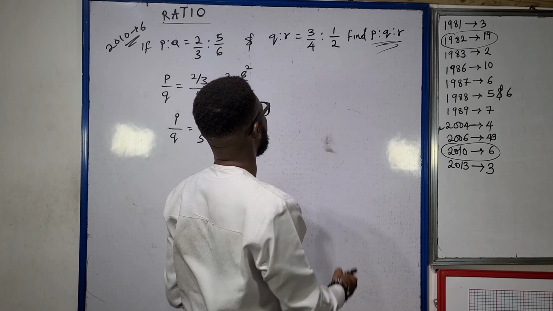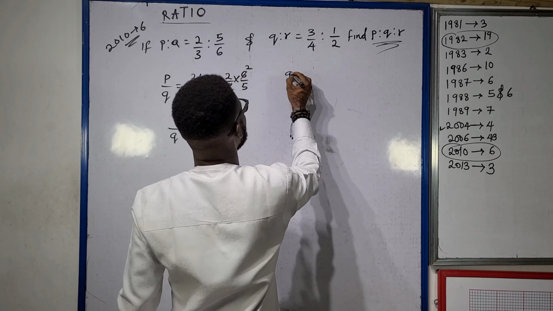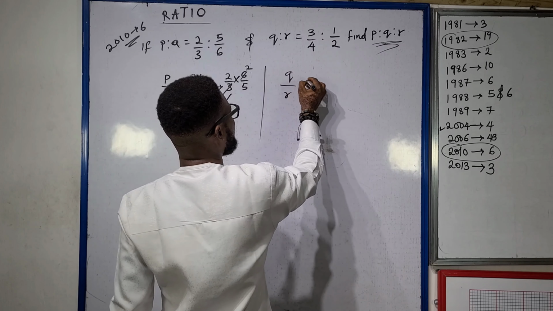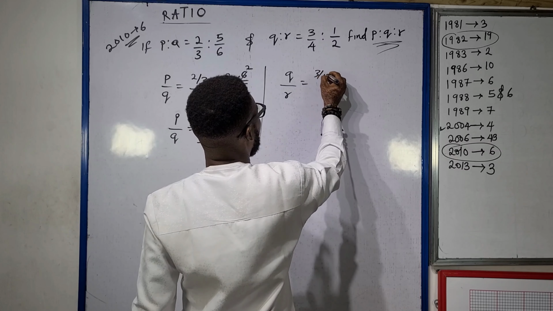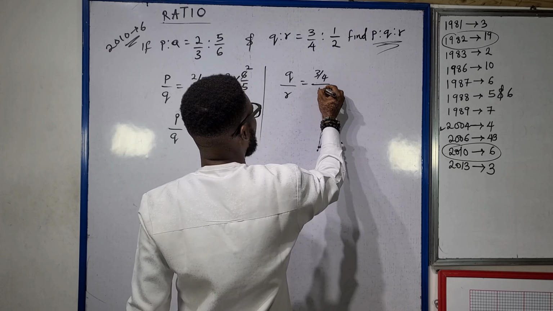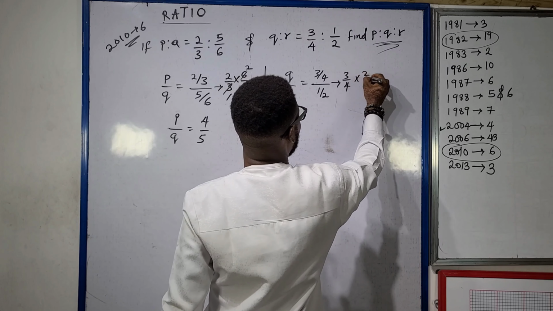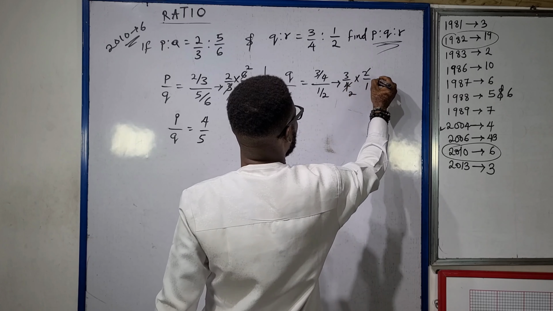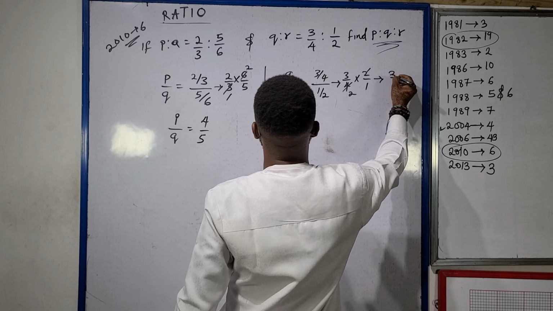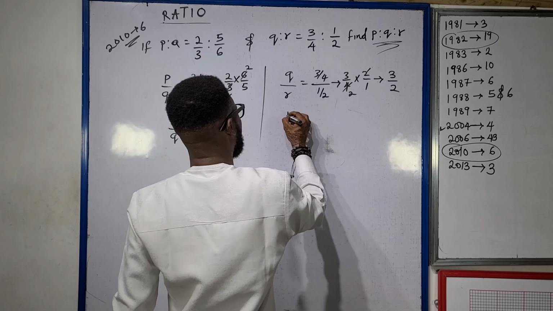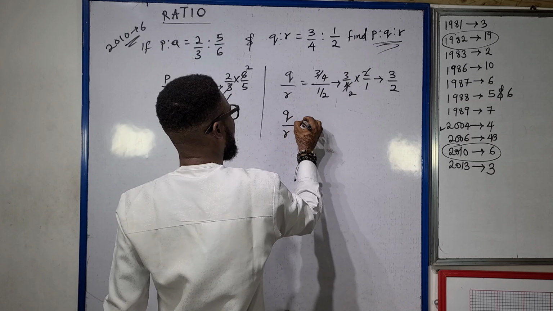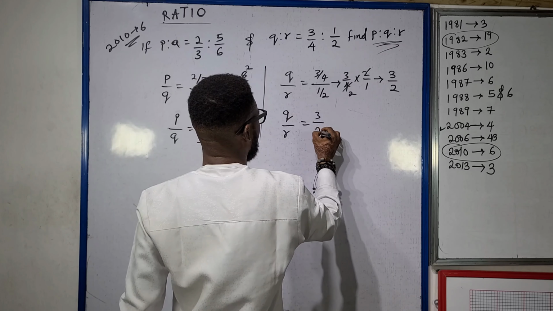And dealing with this here, Q over R will mean 3 over 4 divided by 1 over 2. So that will mean 3 over 4 times 2 over 1. 2 here 1, 2 here 2. So that will mean 3 over 2. So that Q over R equals 3 over 2.